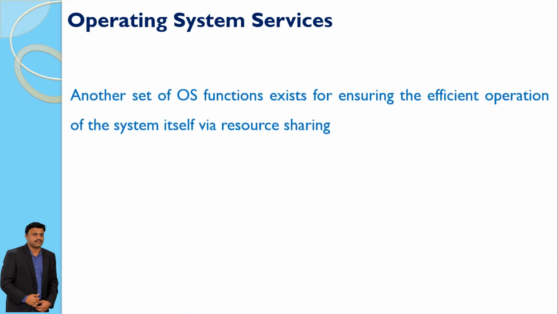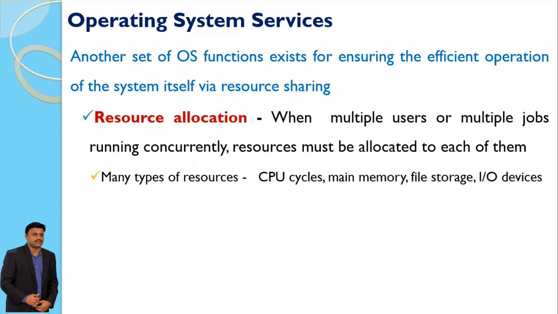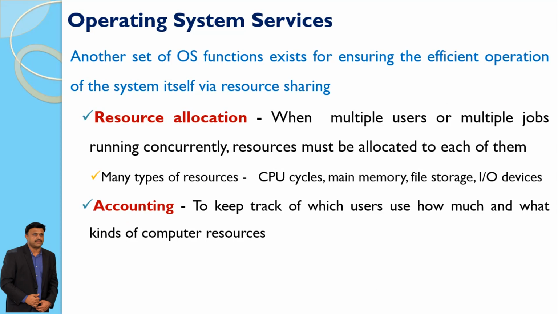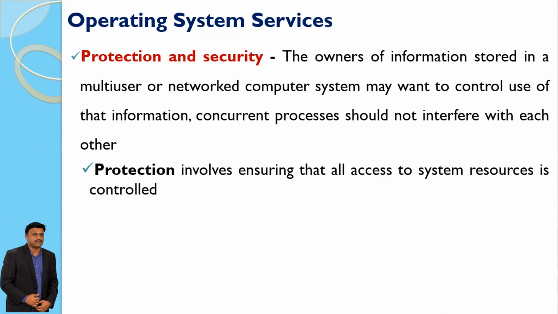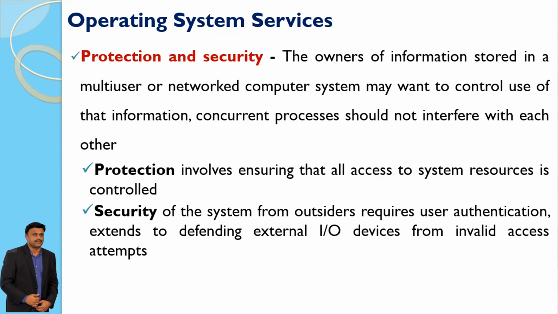To ensure efficient system operation, operating systems allocate resources like CPU cycles, memory, and storage to multiple users and jobs. They also track resource usage to manage system performance. Operating systems enforce protection and security measures to control access to system resources and defend against unauthorized access. This ensures that concurrent processes do not interfere with each other.